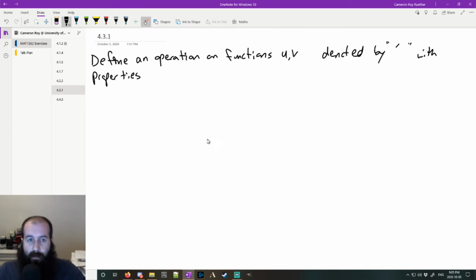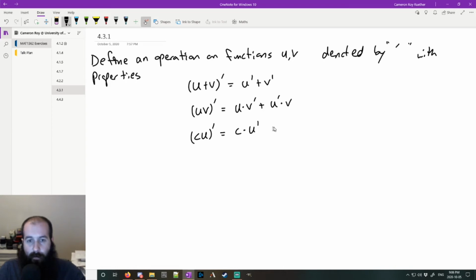4.3.1 will ultimately end up becoming a proof by induction, but it has a bit of setup. It asks us to consider defining an operation on functions u and v. The operation will be denoted by prime, and it has the properties that (u plus v) prime, so if we apply it to a sum, is just u prime plus v prime. If we apply it to a product, (u times v) prime is u times v prime plus u prime times v. And if we have a constant times the function u and we apply prime, this is the constant times u prime, for a constant c.